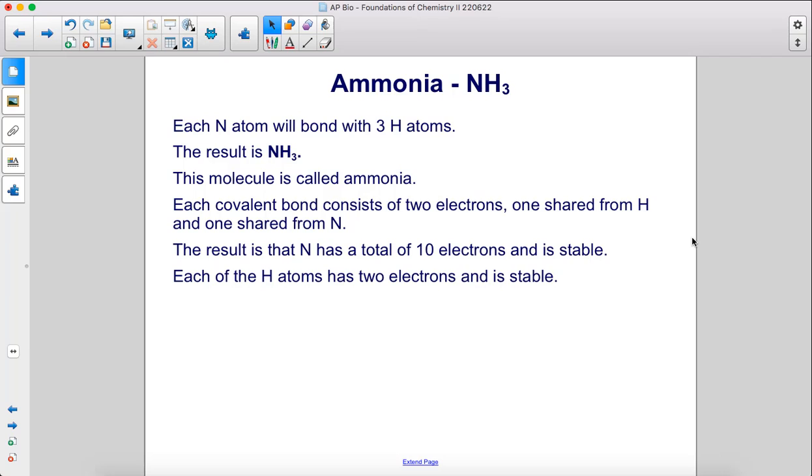Each covalent bond consists of 2 electrons, one shared from hydrogen and one shared from nitrogen. The result is that nitrogen has a total of 10 electrons and is stable. Each of the hydrogen atoms has 2 electrons and is stable.